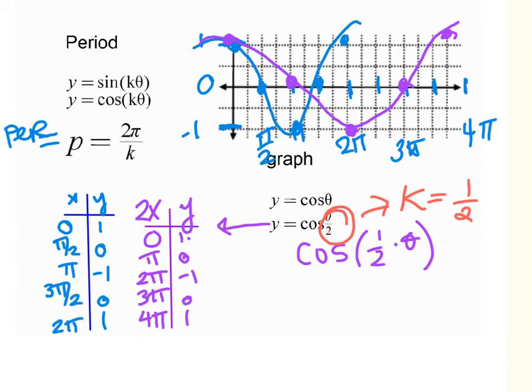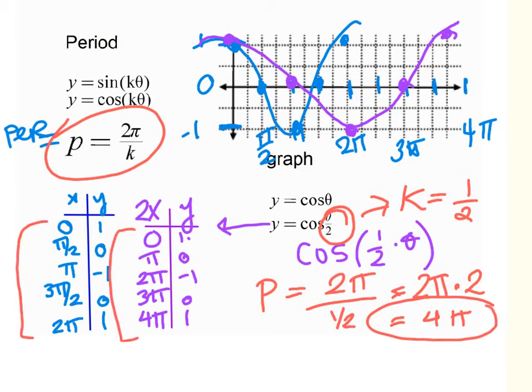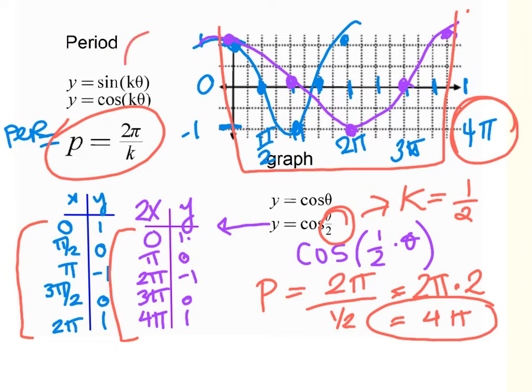How does that relate to our formula? Period equals 2 pi over k. k is 1/2. When we divide fractions, we multiply by the reciprocal, and I get 4 pi is my new period. That should make sense. I've got 2 pi over here. Over here I've got 4 pi. And again, to make one cycle right here in purple, it took me 4 pi. If somebody's going to get something wrong on the test, it's this, thinking that this number here indicates period. This you need to know. Period equals 2 pi over k.